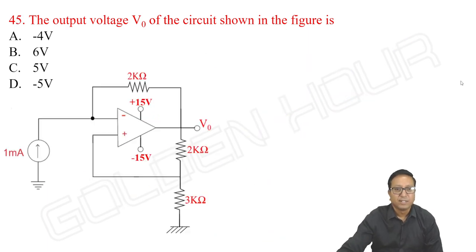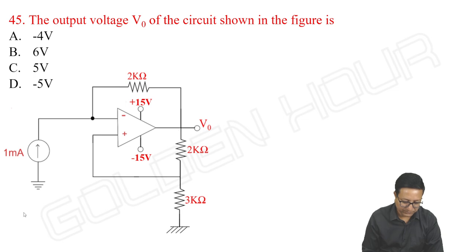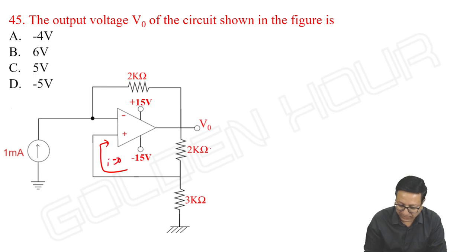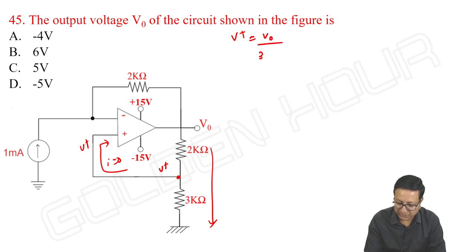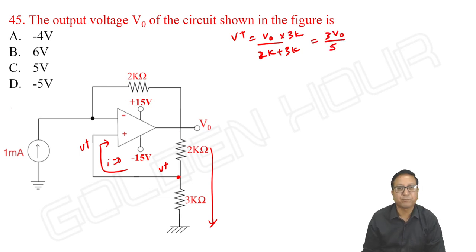Next, see this. The output voltage of the circuit shown in figure, what is the output? Again, here there is no current possible, so the entire current will go like this only. So this is V plus, which means this is also V plus. What is V plus here? It is V output by 2K plus 3K into 3K, by the voltage division rule, which is 3 V output by 5. So it is V minus. Due to virtual short, V plus is equal to V minus.